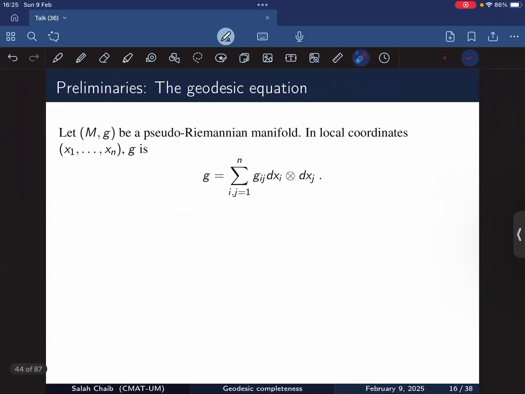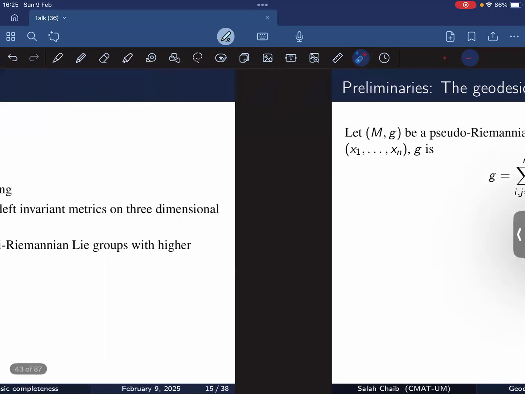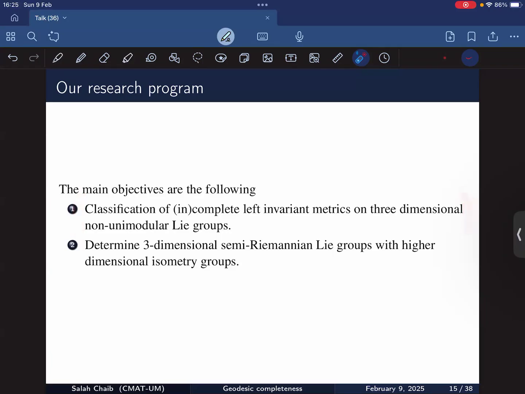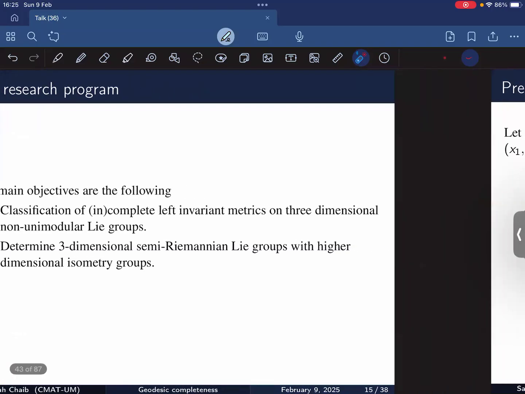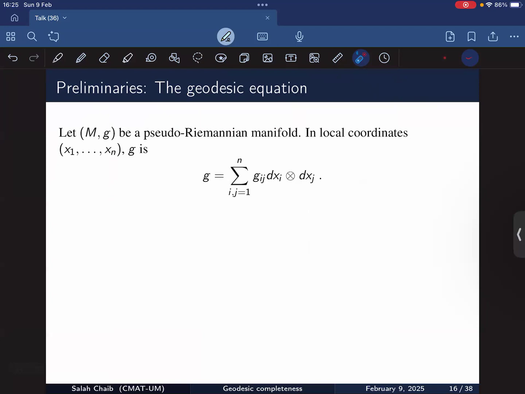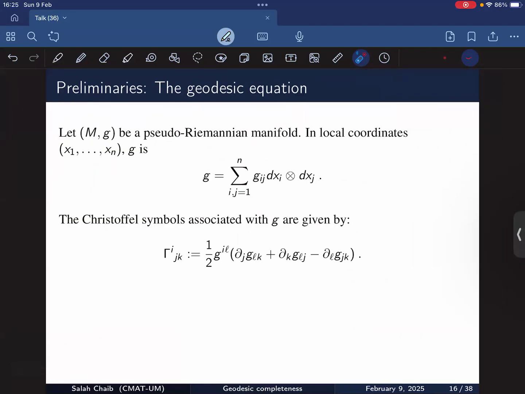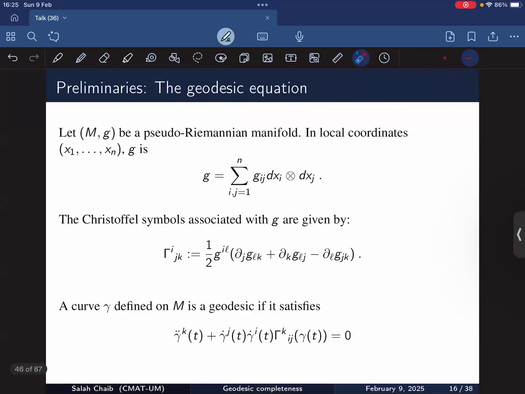So now I will go through some preliminaries that we will need for the second part. For this talk, I will go through the completeness problem, which is this first problem. So for that, I need some preliminaries. If we take a pseudo-Riemannian manifold, in local coordinates it's written this way, with the g_ij making a symmetric non-degenerate matrix of a given signature. The corresponding Christoffel symbols are given this way, using the Einstein summation notation for indices. So when you have a repeated index, you sum over this index. And a curve defined on M is geodesic if it satisfies this equation.